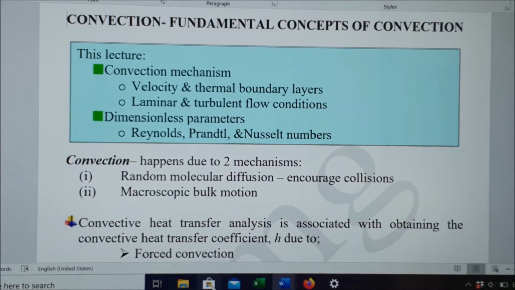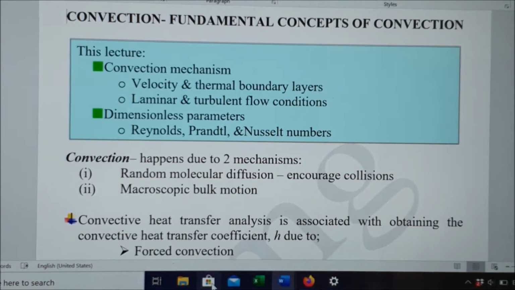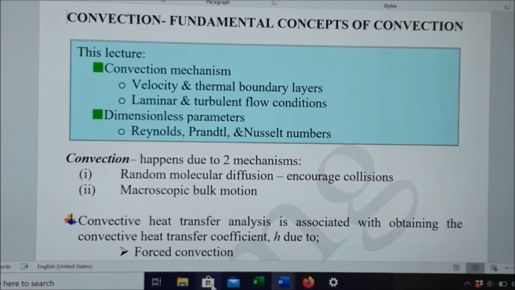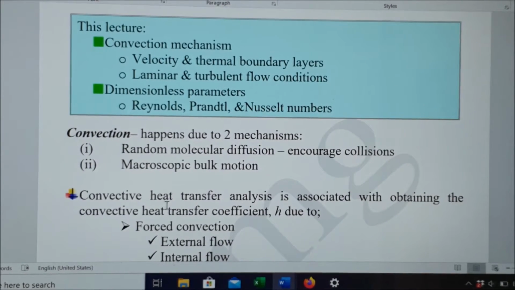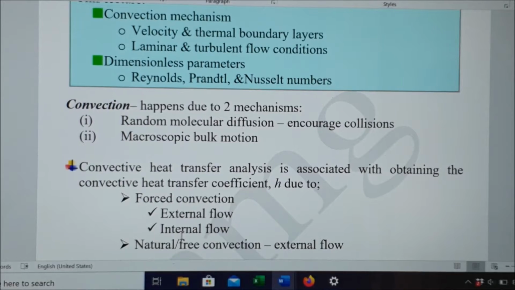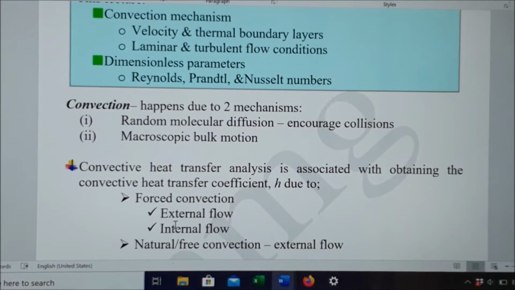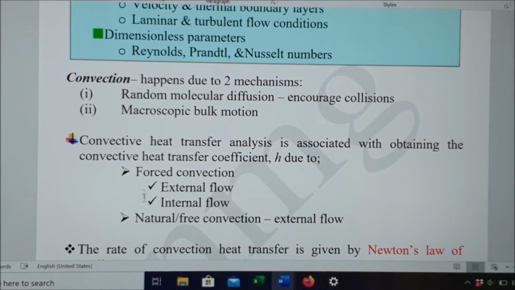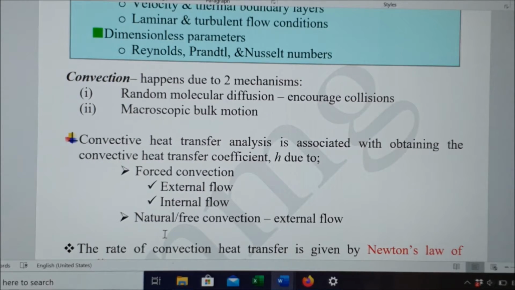Now, how does convection happen? Convection happens due to two mechanisms: random molecular diffusion, which involves collisions between molecules, and macroscopic bulk motion. We will have a look at both of these in this topic, convection heat transfer. As you were told during the first week of the semester, convection is one of the modes of heat transfer besides conduction and radiation. And you have been reminded that in this class, we will look at convection between a moving fluid and a solid wall.